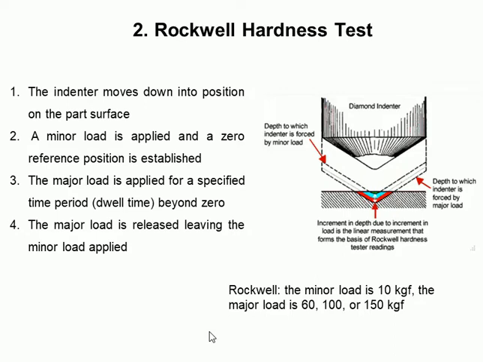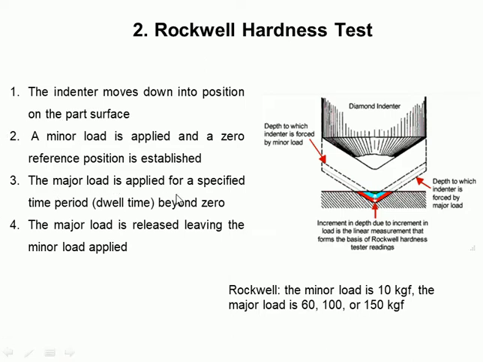Next one is the Rockwell hardness test. The indenter moves down into position on the part surface. This is the diamond indenter which is used in a Rockwell hardness test. A minor load is applied and a zero reference position is established. The minor load is 10 kgf, and the major load is 60, 100 or 150 kgf.